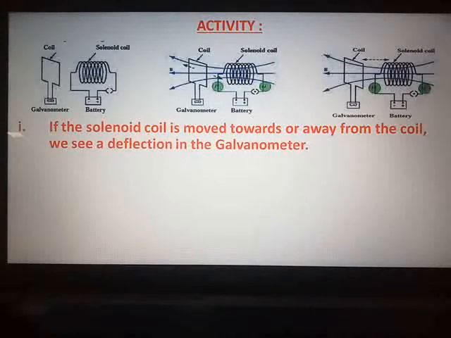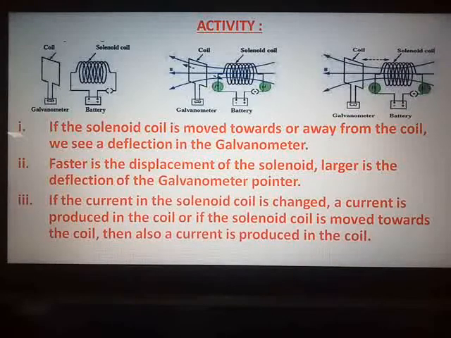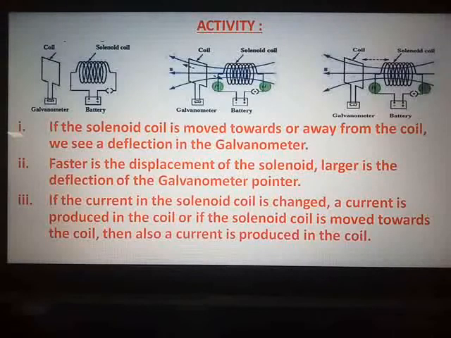This is our first observation. If the solenoid coil is moved towards or away from the coil, we see the deflection in the galvanometer. Now if the current in the solenoid coil is changed, what will happen? A current is produced in the coil, or if the solenoid coil is moved towards the coil, then also a current is produced in the coil, and the larger or faster the displacement of the solenoid, the larger you will see the galvanometer deflecting. This is a small activity.